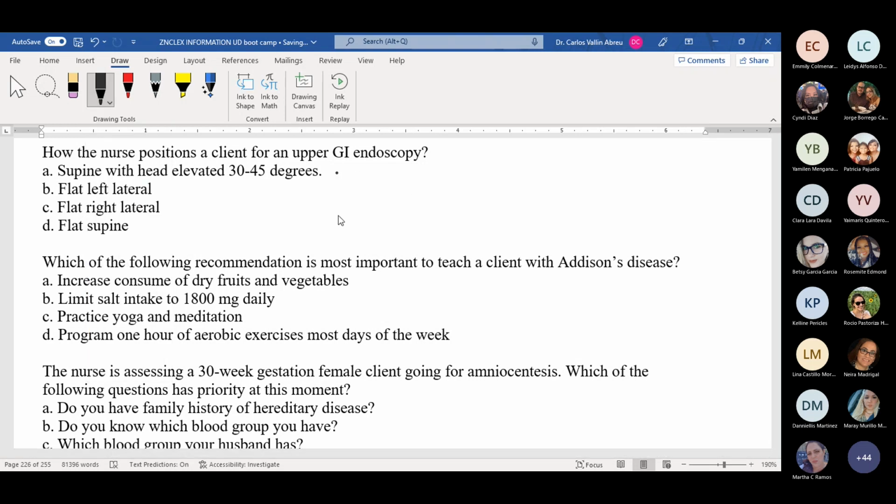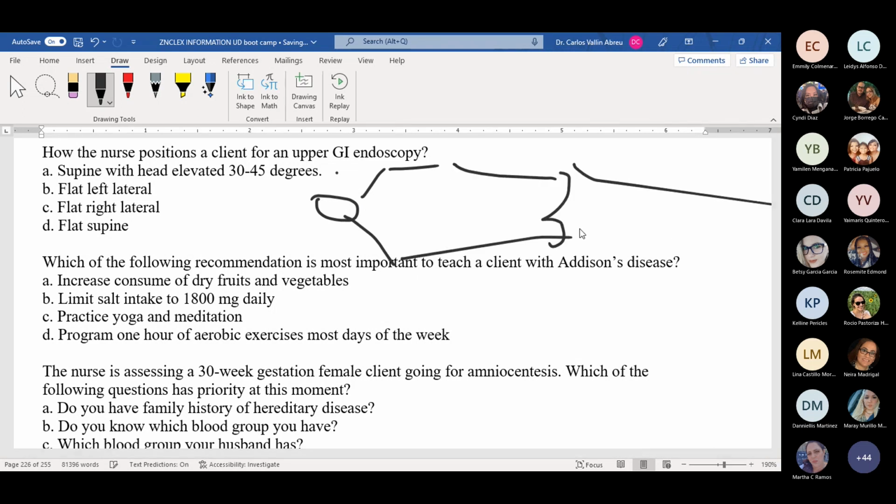In which position is the renal biopsy done? In prone position. Remember that the kidneys are in the back, okay? So the patient is going to be prone, and then the doctor does the biopsy. But immediately after the biopsy, you are going to turn the client to the lateral position or to the supine position, with a pillow under the renal biopsy site.